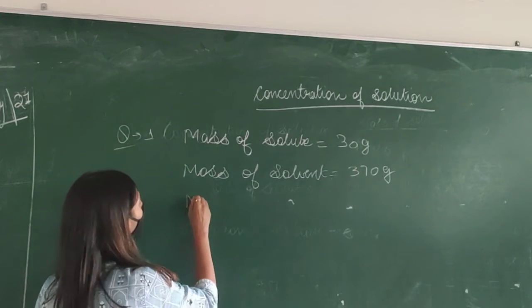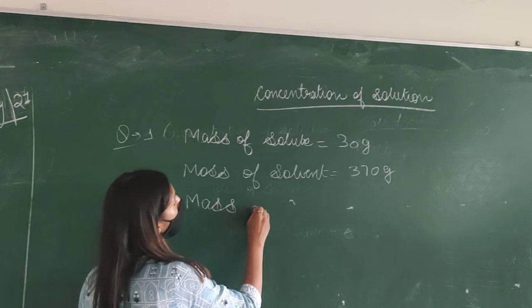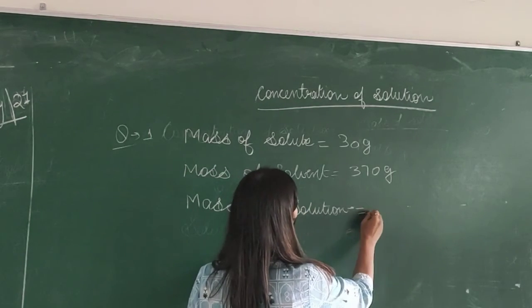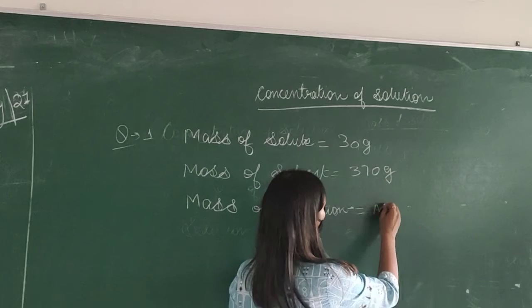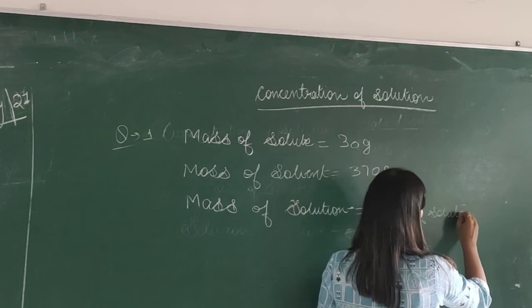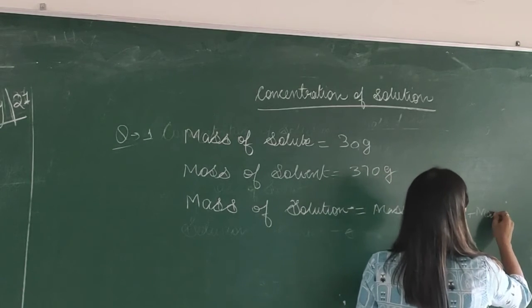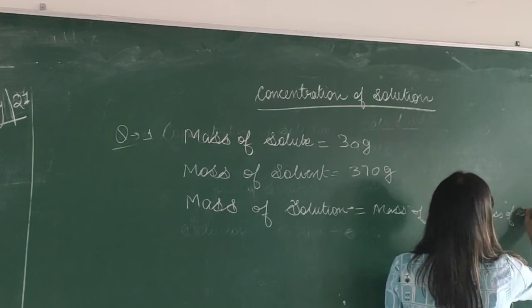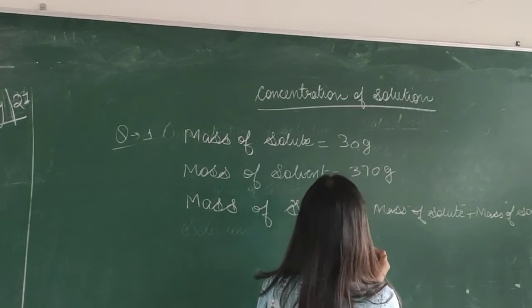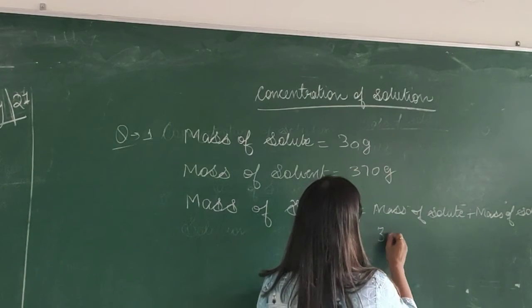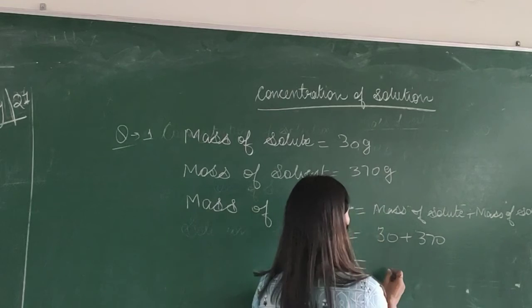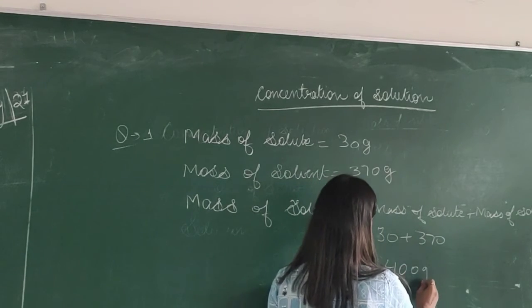So we find out the mass of solution, which will be mass of solute plus mass of solvent. Alright, everyone? Okay, so the value is 30 plus 370. So it will be 400.